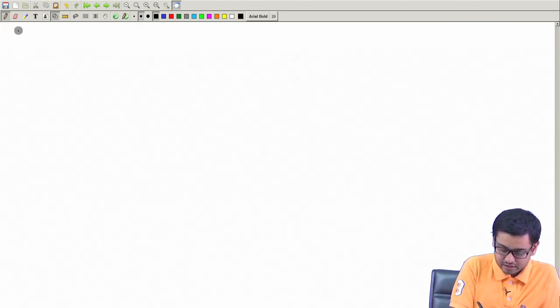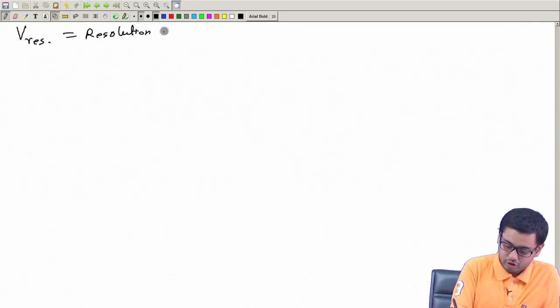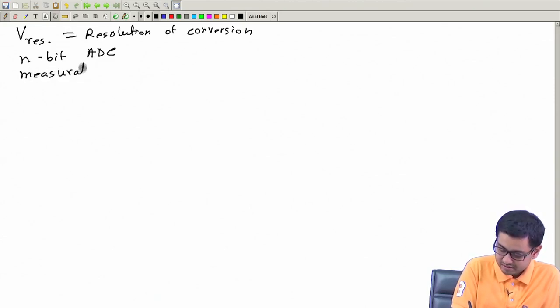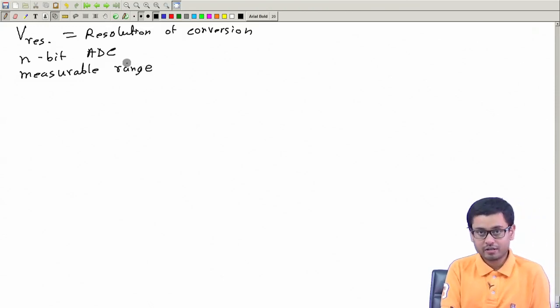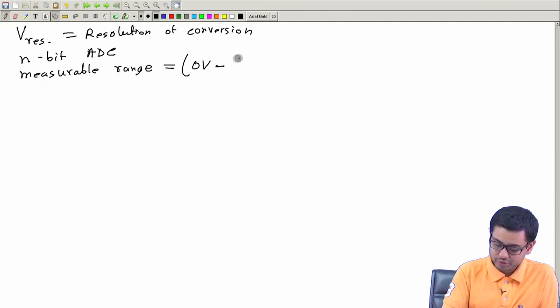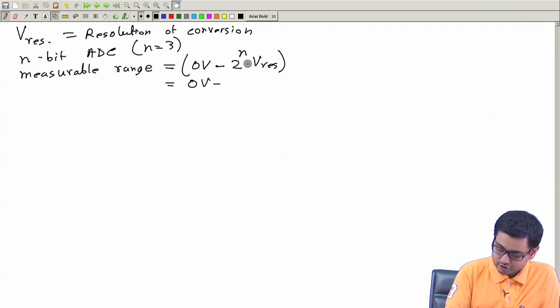Let us say V resolution is the resolution of conversion, and say we have an n bit ADC. So, this implies the measurable range is how much? This is a small quiz question that I can ask you. So, the measurable range is 0 volt to 2 to the power n, multiplied by V resolution, minus 1. If I take n equal to 3, this will be 0 volt to this minus 1.